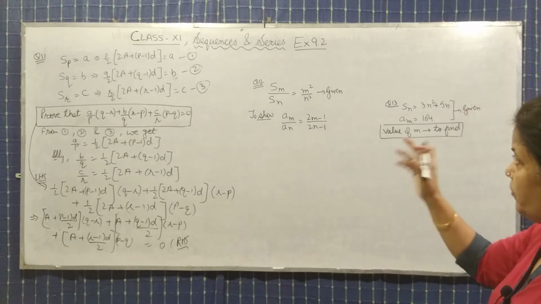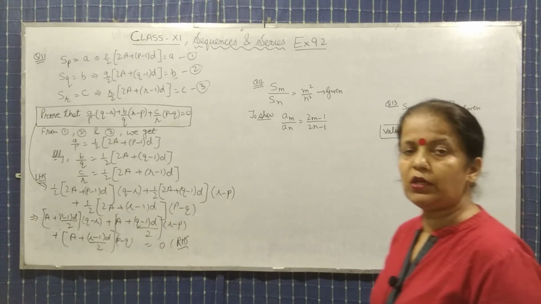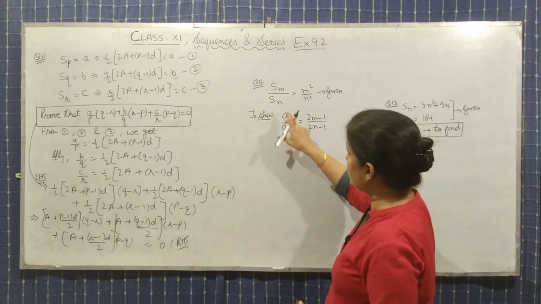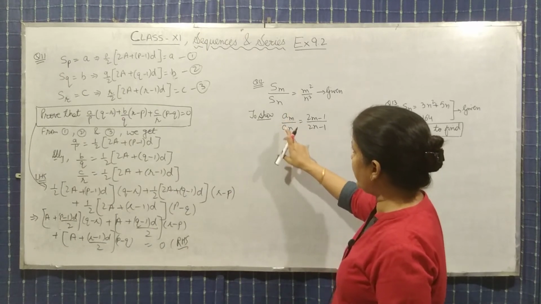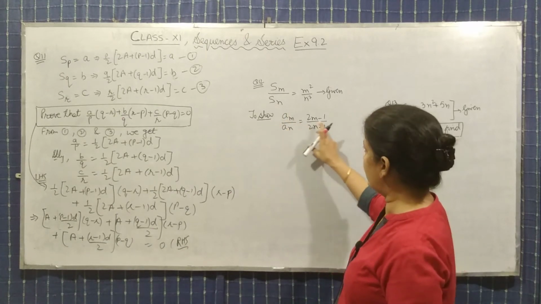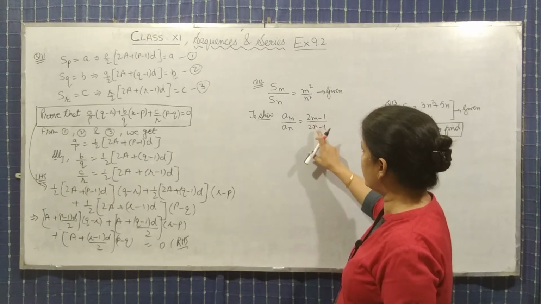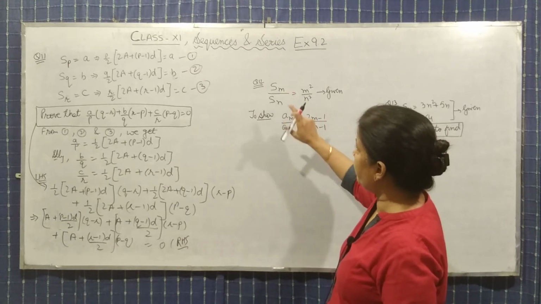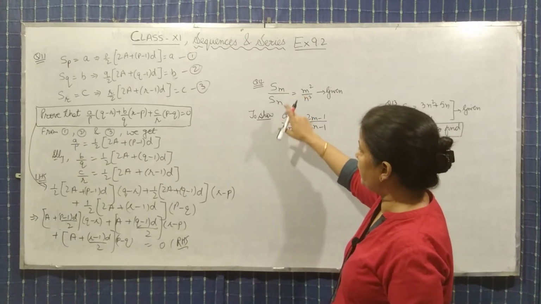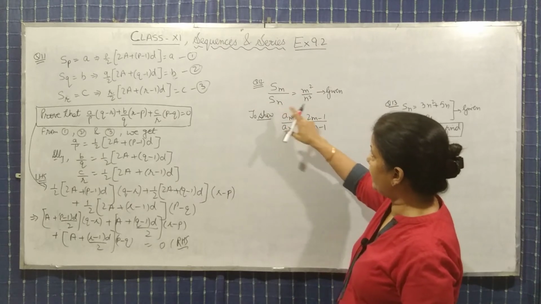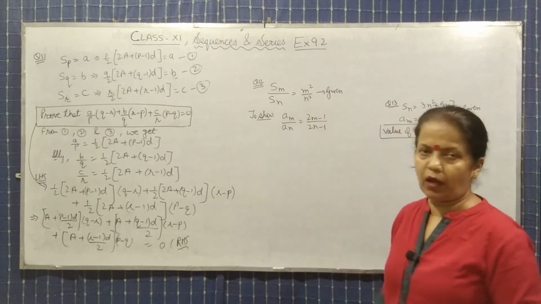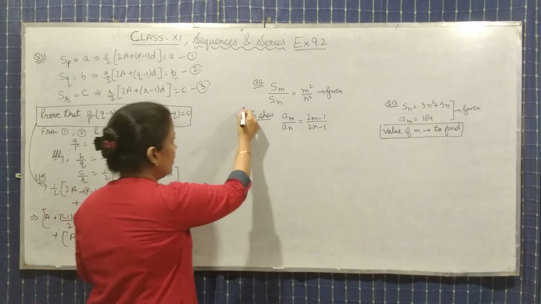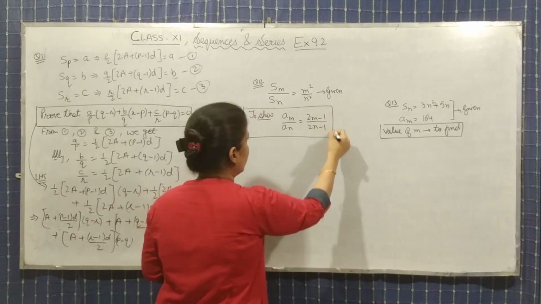Now come to the 12th question. In the 12th question, they have asked us to prove that the ratio of the mth term and nth term is (2m minus 1) upon (2n minus 1). And this is given: the ratio of the sum of m terms and the sum of n terms is m square upon n square. This is given to us, so from here you have to prove this.